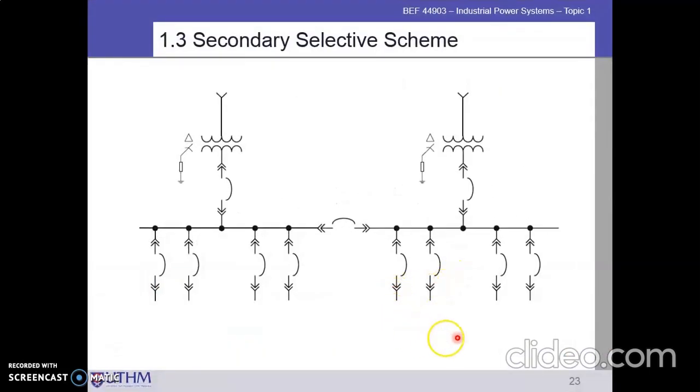Okay, this is the secondary selective scheme. For the banked system, there are two transformers here. You can see them connecting to the load.